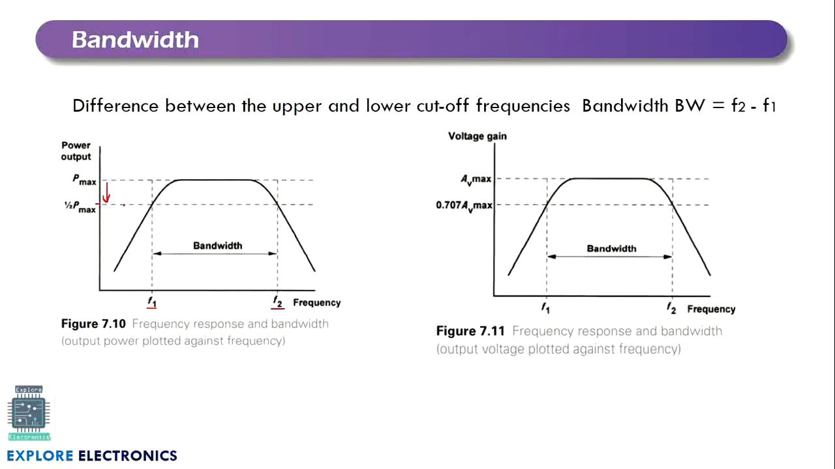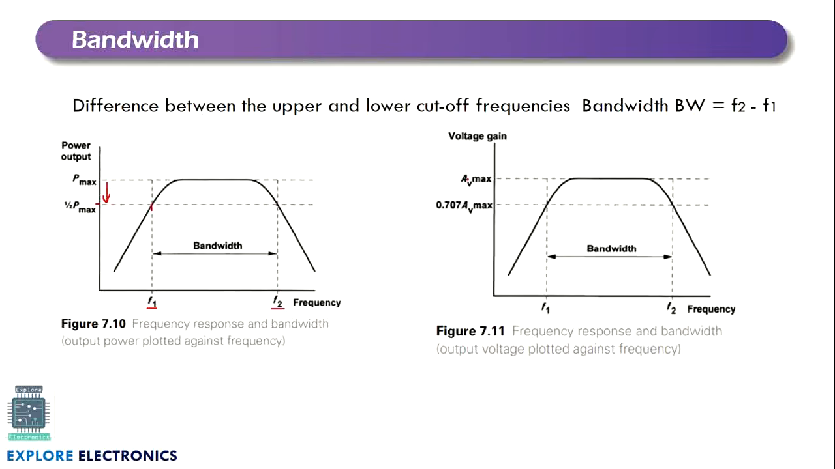At this point here, this is F1 and this is F2. If you take the difference between F2 and F1, the amount of frequency range we are going to get, that difference will be called bandwidth. Bandwidth is the difference between the upper cutoff frequency and the lower cutoff frequency.